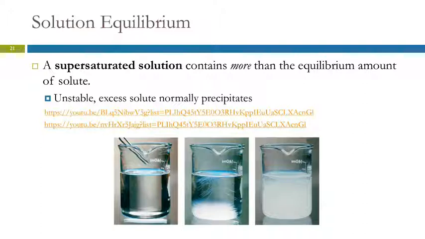So there was saturated and unsaturated, and then there's supersaturated. A supersaturated solution contains more than the equilibrium amount. So I just said there's a maximum. How's that going to work? Well, I'll come back to this.